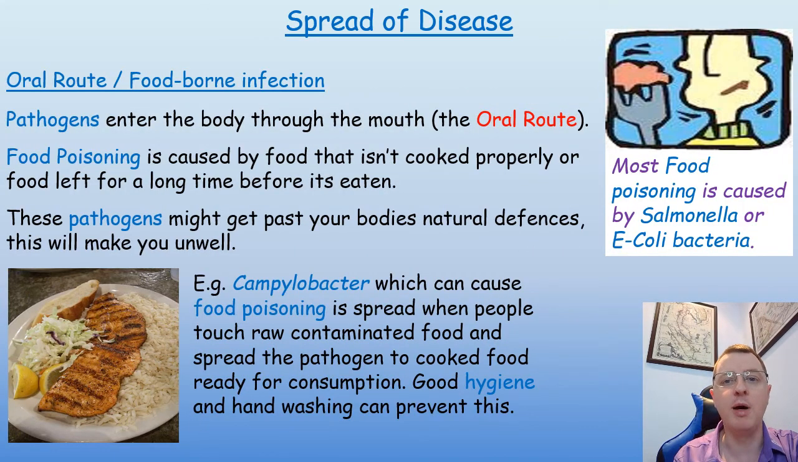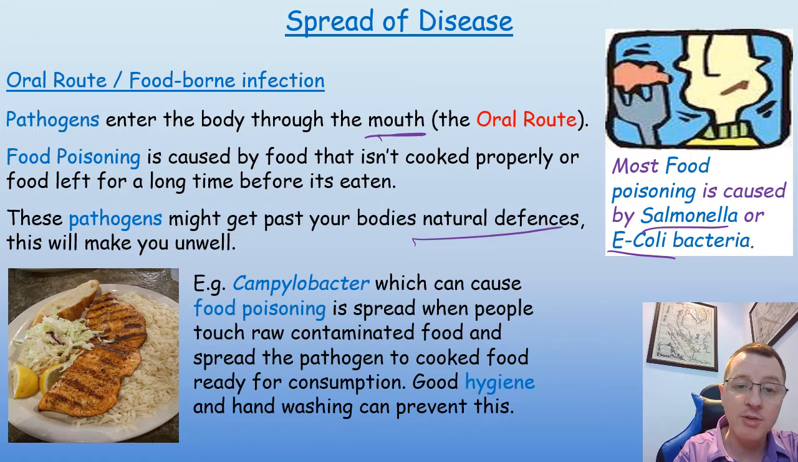The third method by which diseases and pathogens can be spread is foodborne infections, sometimes called the oral route. Pathogens will enter the body through the mouth, hence oral route, and food poisoning can be caused by food that isn't cooked properly or food that's been left out for a long time before it's eaten, so there's been time for bacteria such as Salmonella or E. coli to grow and multiply by binary fission to large enough numbers that the pathogen might get past your body's natural defences and make you feel unwell.